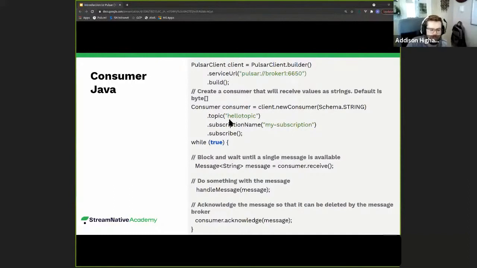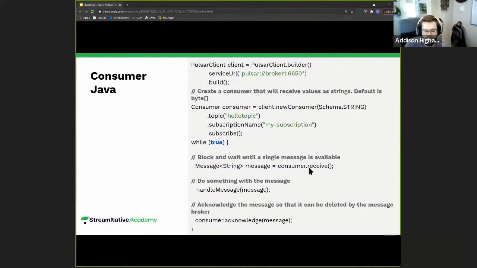We have that same topic name and then also a subscription name. This is important, as this is how a single topic can have multiple independent subscriptions. You can do things like fan out, whereas with the work queue, we would want to share that subscription name. And then finally, we call receive, we receive a message, we handle that message, and then we can acknowledge that message.